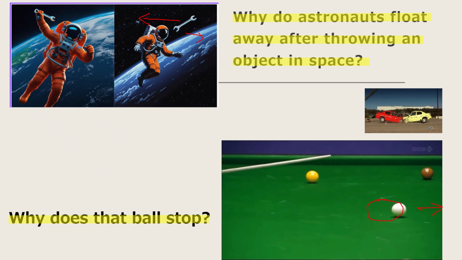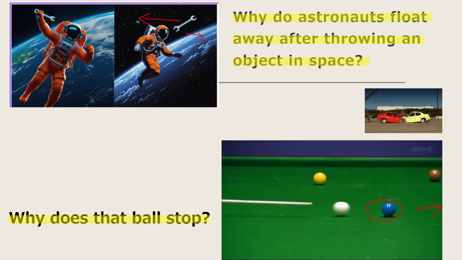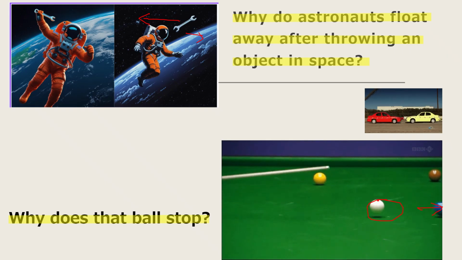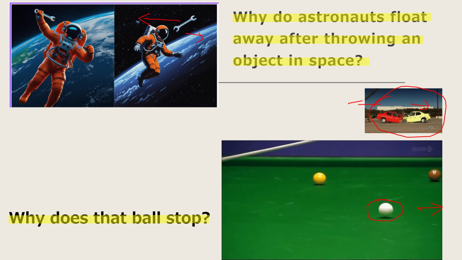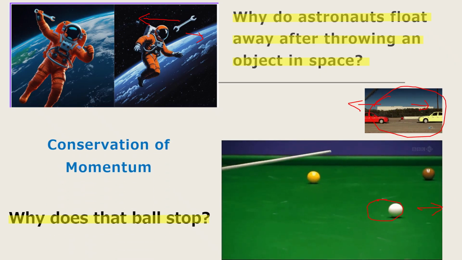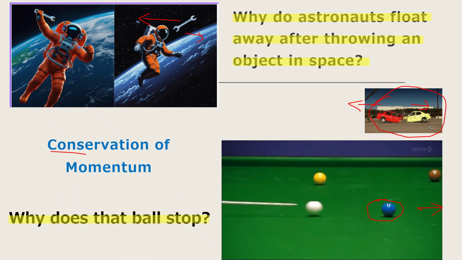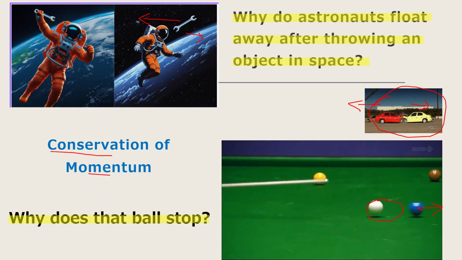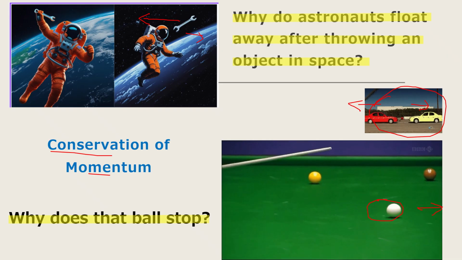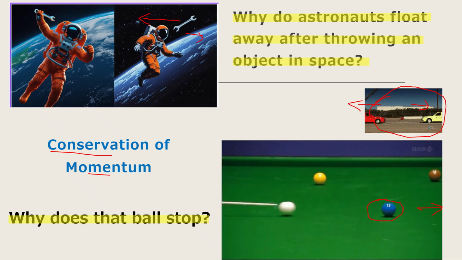And similarly, you may have encountered these two cars when they collide with one another, they move in the backward direction. Why is that? All these are related somehow with conservation of momentum. So what is this conservation of momentum? In today's lesson, we are going to study what conservation of momentum is, its examples, and the real-world applications of conservation of momentum.